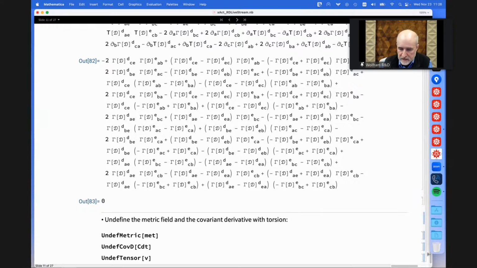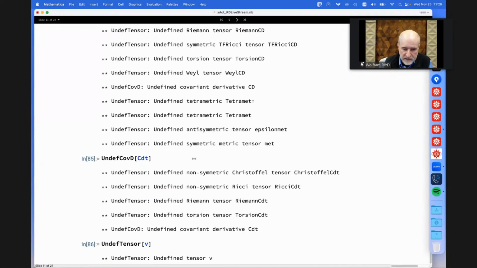Okay, and again, I will undefine objects that we will not need in the future to avoid confusion. Things in xAct cannot have repeated names. If you define an index called A, nothing else can be called A. If you have a tensor field called V, nothing else can be called V.